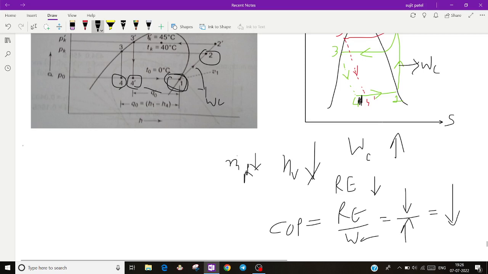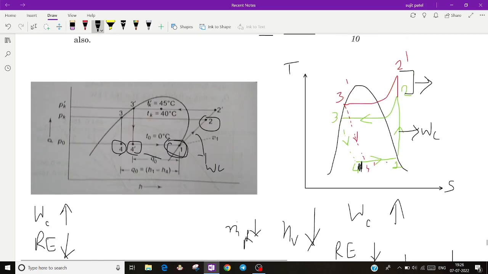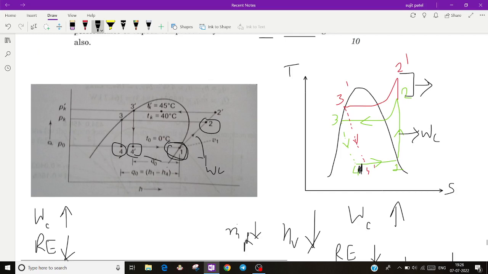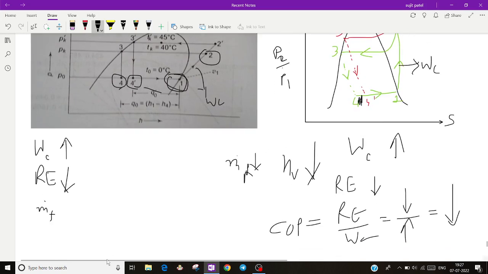So I am summarizing here that compressor work is going to increase, the refrigeration effect is going to decrease, and to maintain the pressure ratio we have to compensate with the mass flow rate, because in refrigerators and air conditioners the compressors are designed for a particular pressure ratio. If we need a higher pressure ratio, then we have to reduce the mass flow rate. So the mass flow rate is reduced, volumetric efficiency is reduced, and COP is also going to reduce. So these are the effects.